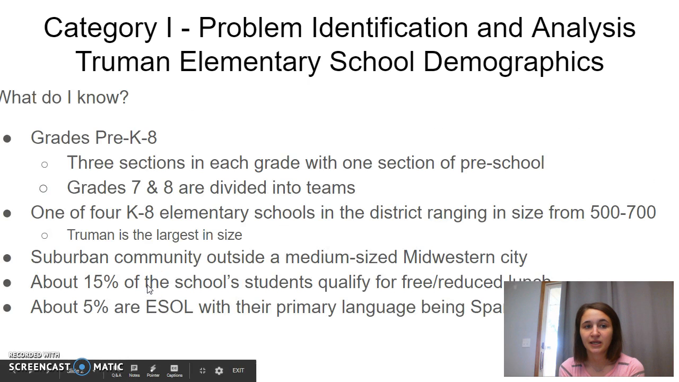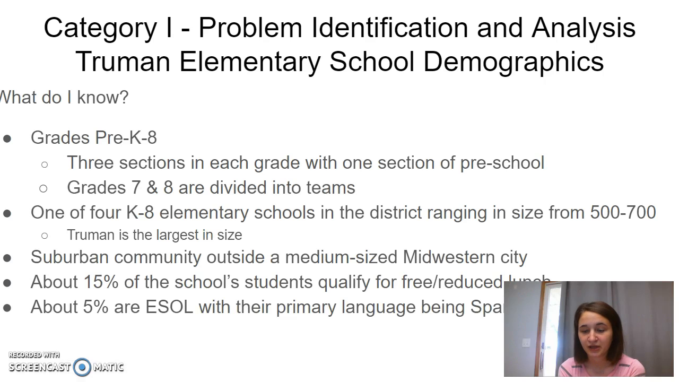Starting off my case study, Category 1 is looking at the problem identification and analysis, so looking at the demographics of Truman Elementary School. What do I know about this building? Truman Elementary School is an elementary building for grades pre-K through 8th grade. There are 3 sections in each grade with 1 section of preschool. Grades 7 and 8 are then divided into teams.